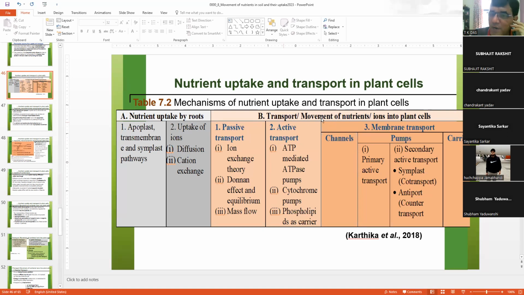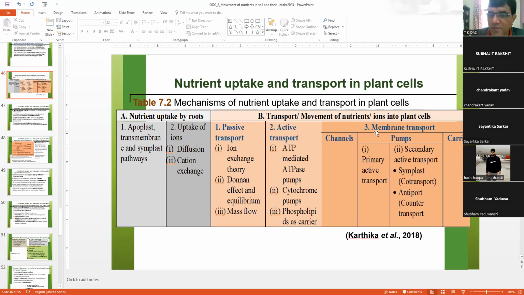Then transport or movement of nutrients and ion into plant cells. So this happens by three different means. One is passive transport, which includes ion exchange theory, Donnan effect and equilibrium, and mass flow. Then active transport, ATP mediated ATPase pumps, cytochrome pumps, phospholipids as carriers. So these are three options under active transport where energy is involved.